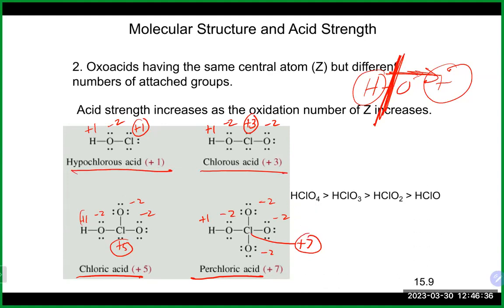So if you have an oxyacid that basically has the same central atom, again, electronegativity is not going to do much because they're the same atom. So you can't use that to define it. You want to look at oxidation number to help you decide which one would be the strongest. Any questions on that? Yeah.